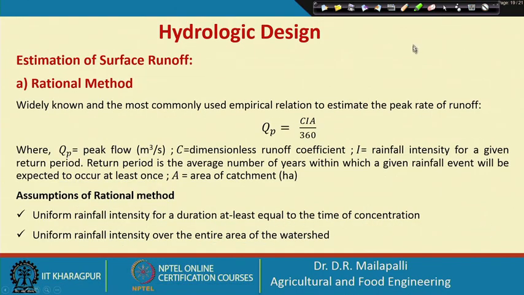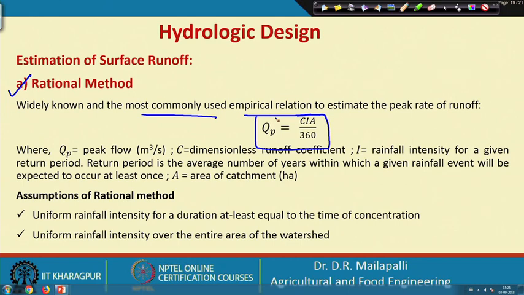Next is hydrologic design, in which we estimate the surface runoff. The most famous methodology used to estimate surface runoff is the rational method. This is a common empirical relationship: Q_P, the peak runoff rate, is equal to C I A by 360. This is the unit conversion in a way.